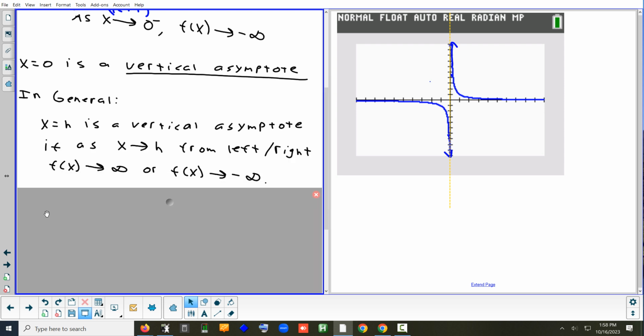And again, the way you look for a vertical is you look at the picture, and usually as you're getting close to what you think is a vertical, the graph kind of takes off, goes up, and then the other side goes down.